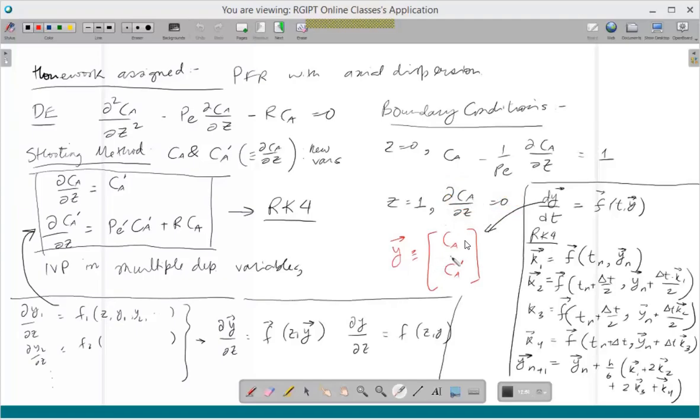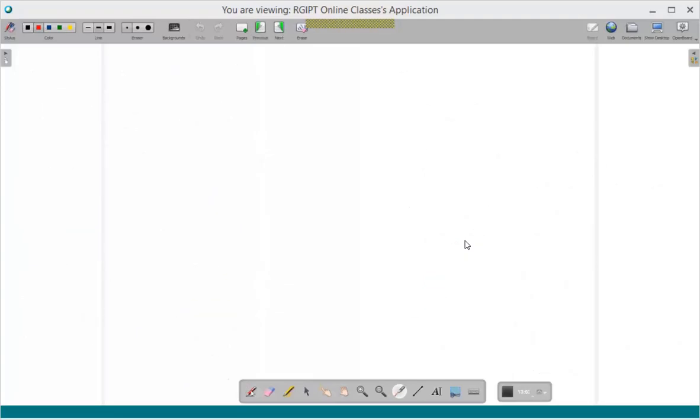So now, either of those could be your guessed value, right? Either CA or del CA by del Z. So what you do is start with the guessed value.